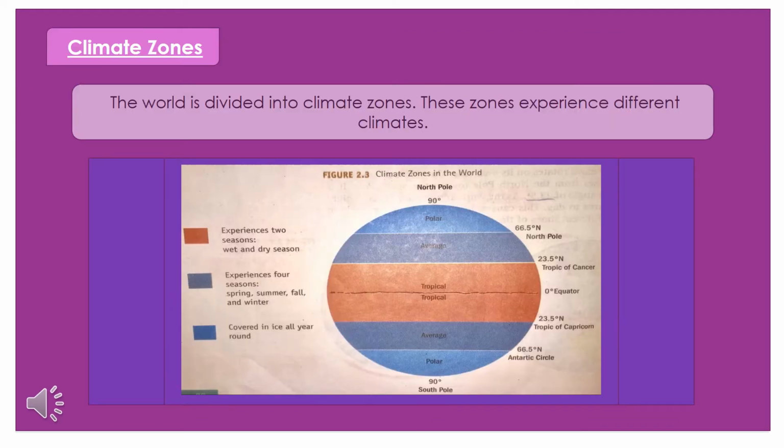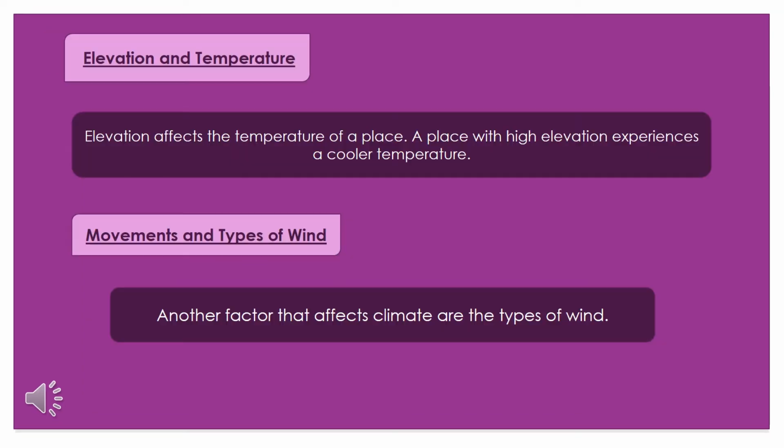Second is climate zones. The world is divided into climate zones. These zones experience different climates. Third is elevation and temperature. Elevation affects the temperature of a place. A place with high elevation experiences a cooler temperature.